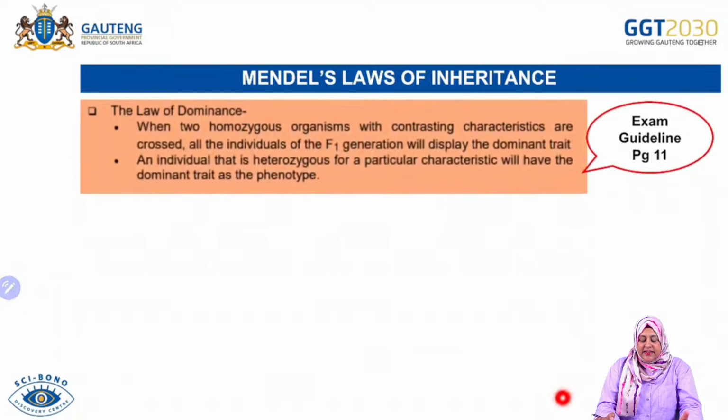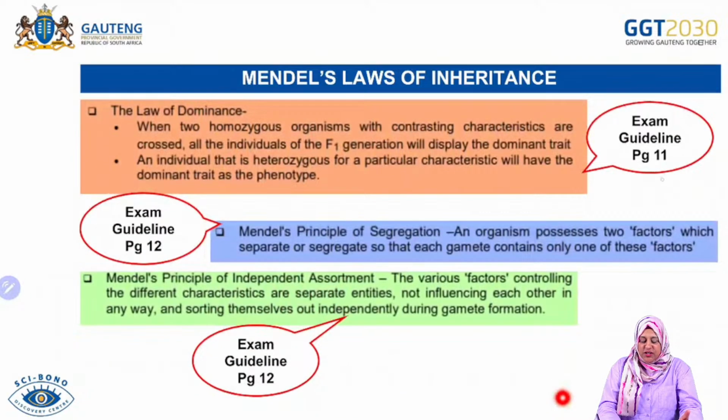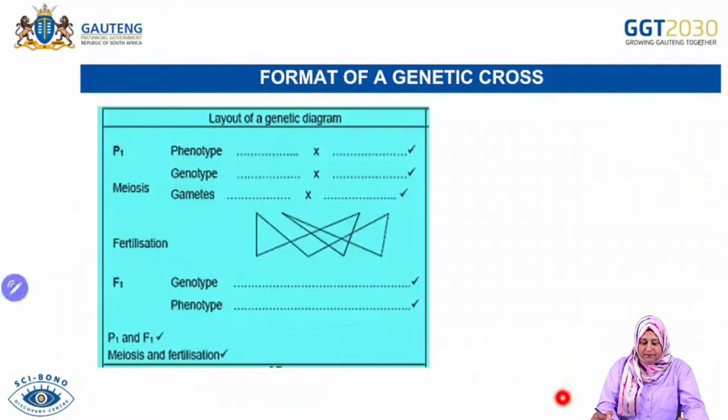Now we're going to look at Mendel's law of inheritance, and if you look at the exam guidelines, page 11, page 12, you will find these and you have to learn them. They are going to come out in the exam. You must be able to study them and write them out. So then you know for sure you understand and you know the definition, not just by reading it and learning it, but by writing it out. One of these will definitely come out in your exam, so make sure you learn these. That's easy marks to score.